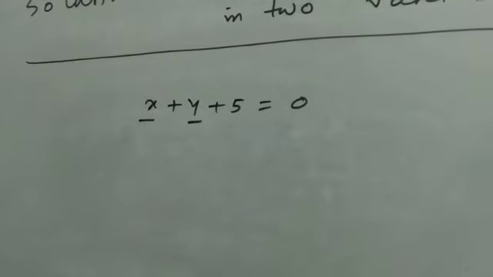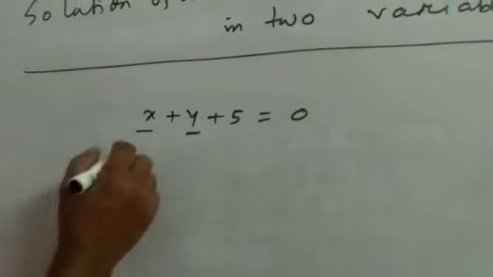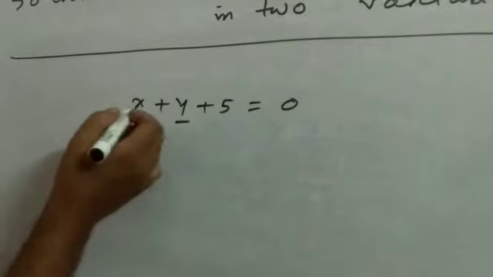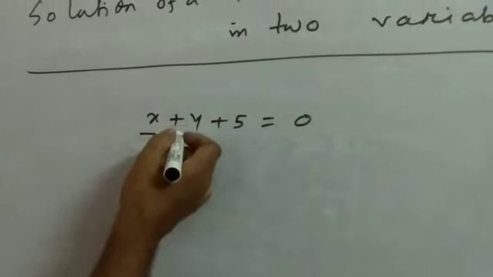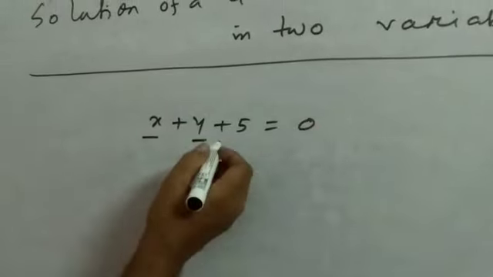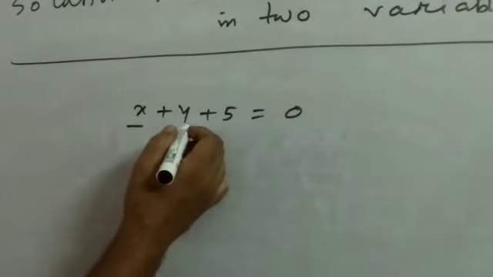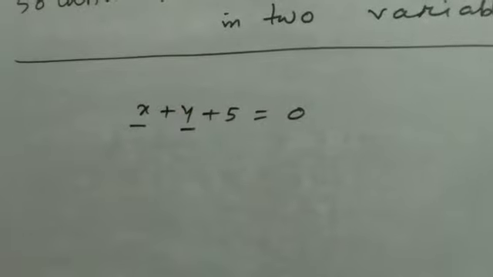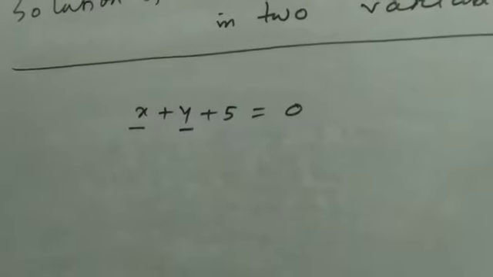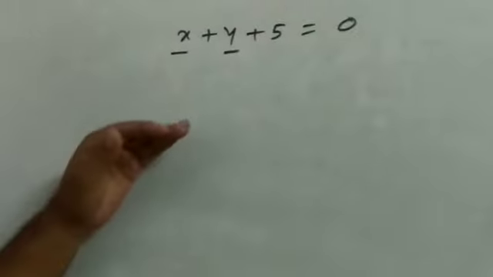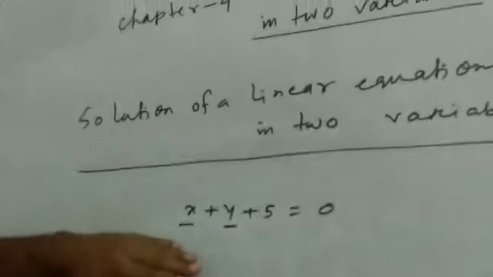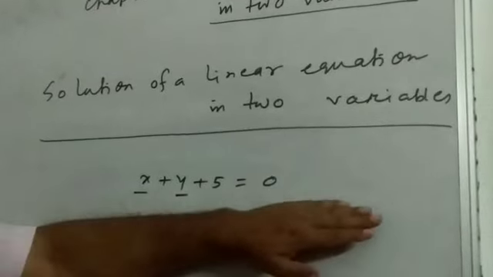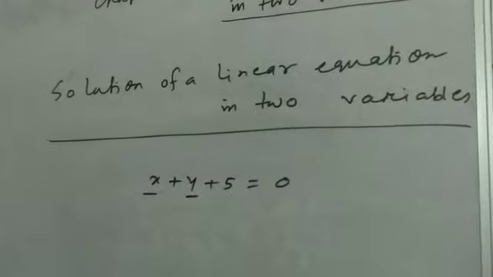That is called a solution. And remember, a linear equation has infinitely many solutions. Not one solution, not two solutions, but a linear equation has infinitely many solutions. An infinite number of solutions are there. This is a note for you. You have to remember that a linear equation in two variables has infinitely many solutions.